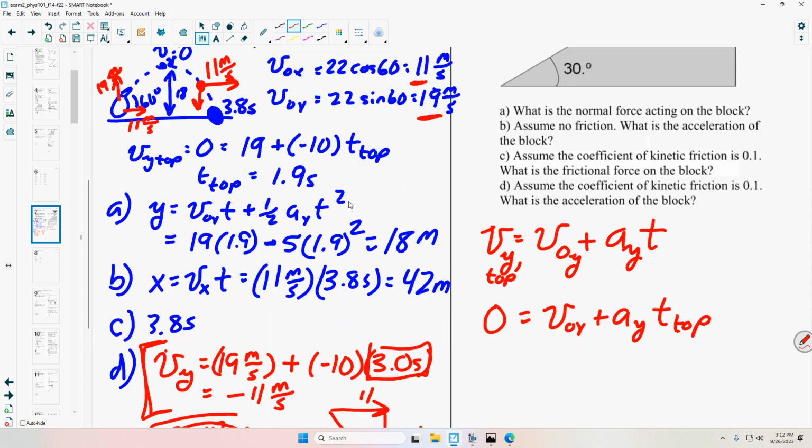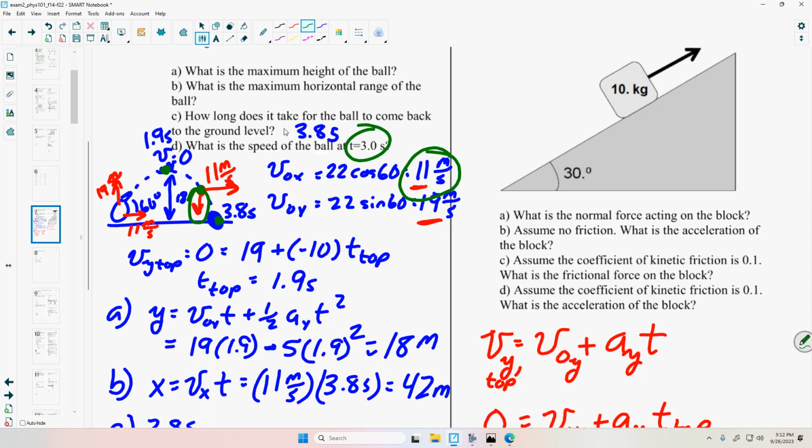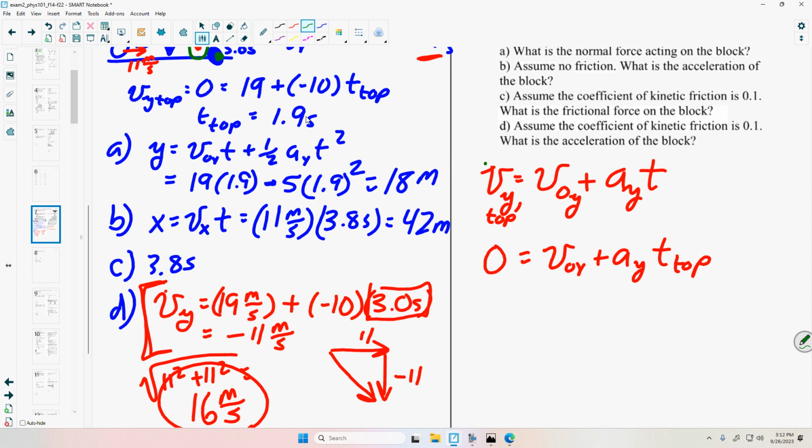So there are 3 times floating around in this problem. I have the time at the top, that's 1.9 seconds. The time at the end, that's 3.8 seconds. And then this time that's given right here, which is just 3 seconds. I know the velocity in the x direction at that point because it doesn't change. It's 11 meters per second. But I also have to find this velocity because that object is going downward with a certain velocity. In order to find that velocity, then, well, I'm using the same equation. Vy is equal to V naught y plus AYT to find that velocity.